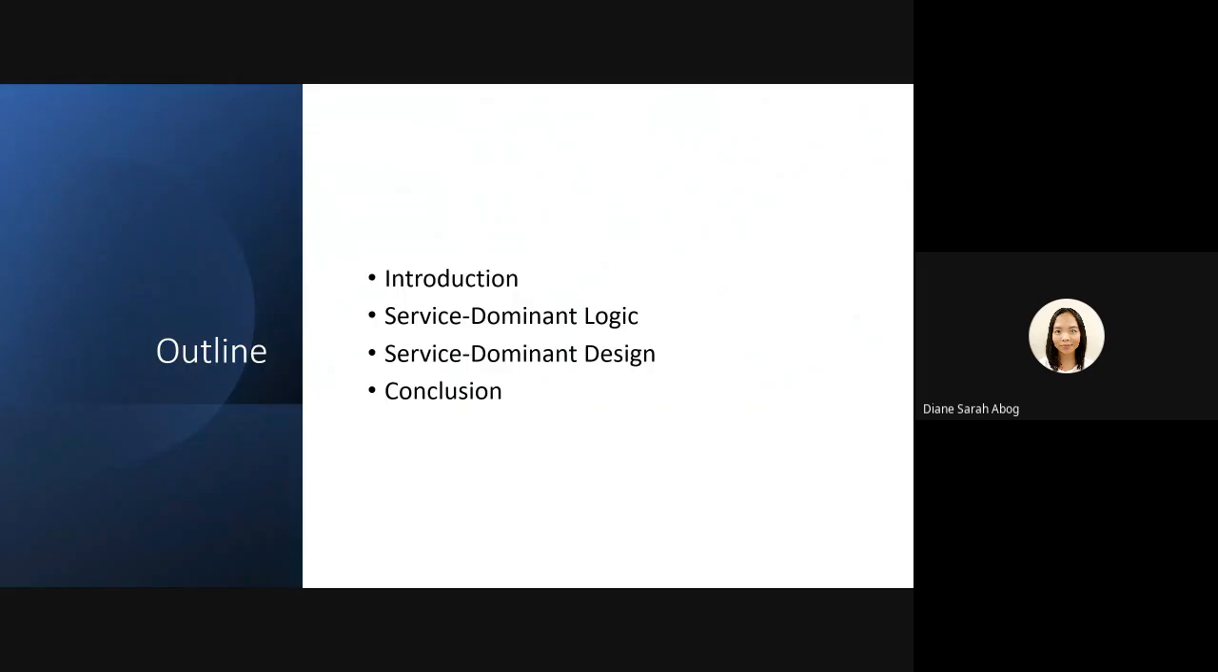So, just to give an outline, it's pretty short: just an introduction and service dominant logic, service dominant design, and conclusion.